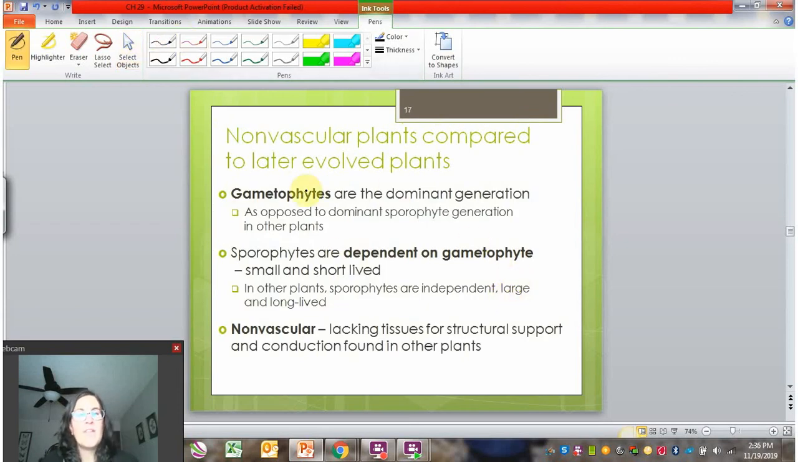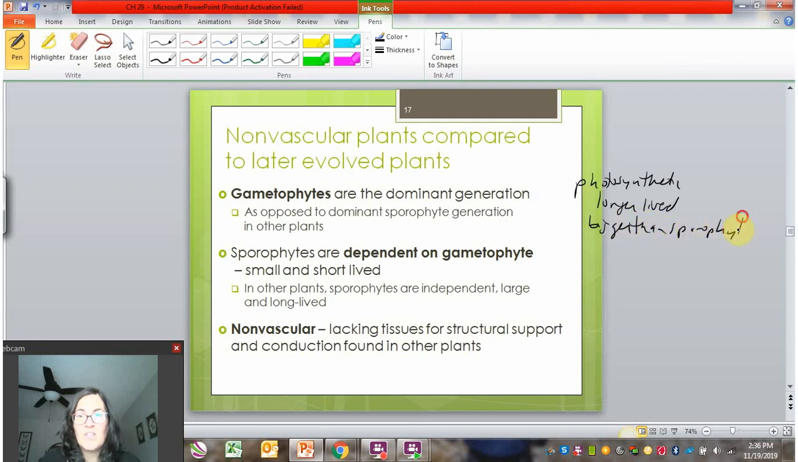So non-vascular plants, I just want to touch on the differences of non-vascular plants compared to the other later plant phyla. So we'll be talking about the traits that those later plant phyla have, but I just want to be explicit here. So first of all, gametophytes are the dominant generation. So like I was just saying, in all other plants like the ferns and the trees, the sporophyte is dominant. That's what's big and photosynthetic. But in non-vascular plants, the gametophyte is the dominant generation. That means it's photosynthetic, it's longer lived, and it's bigger than the sporophyte.